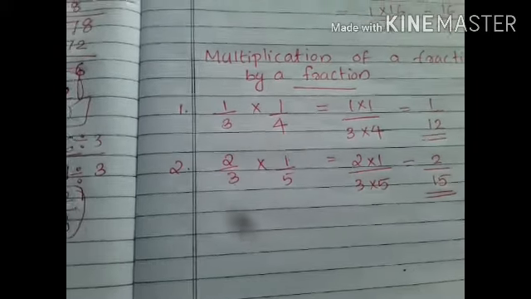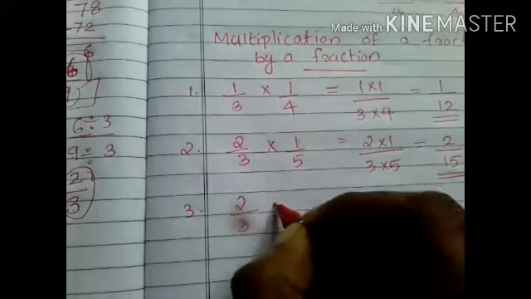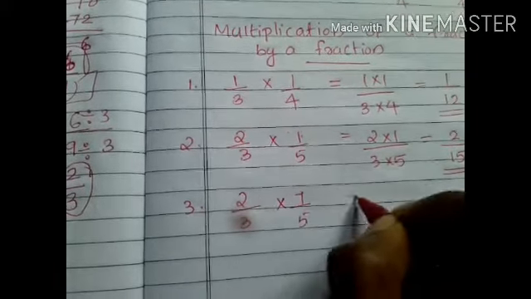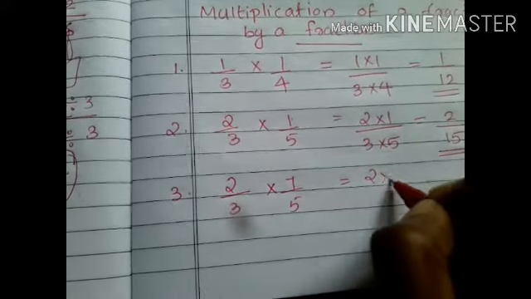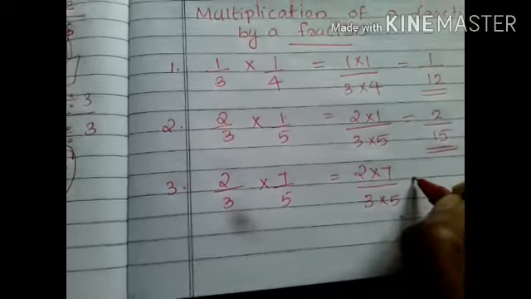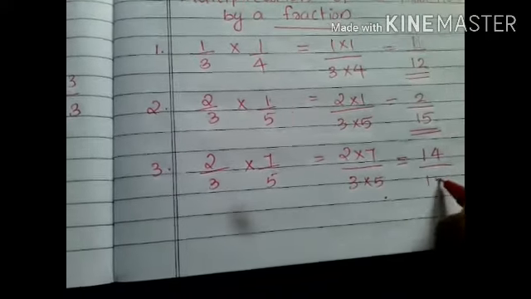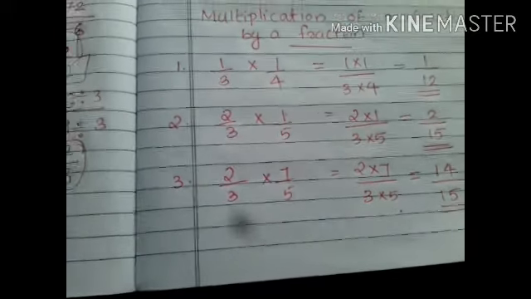The next example, 2 by 3 into 7 by 5. Multiply the numerator, 2 into 7, then the denominator, 3 into 5. 7 twos are 14, 3 fives are 15. This is the answer. Then we are going to another example.